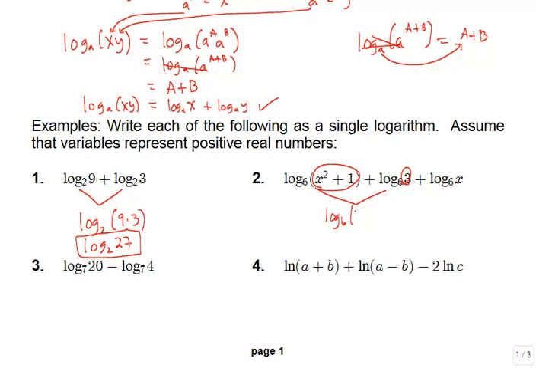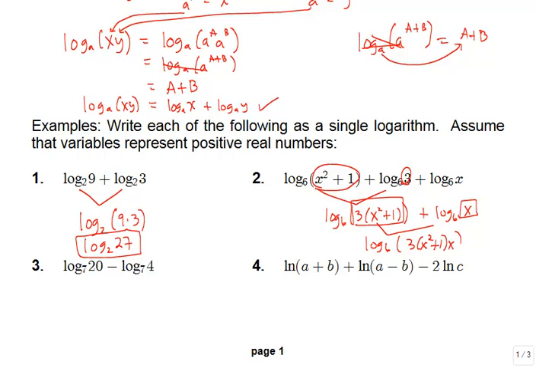I'm going to put the 3 in the front just to make it look a little cleaner. So this would be 3 times x squared plus 1. And I still have this log base 6 of x left over that I haven't used yet. So now if I combine these two together into a single log, it's log base 6 of all of this stuff times x, times this stuff.